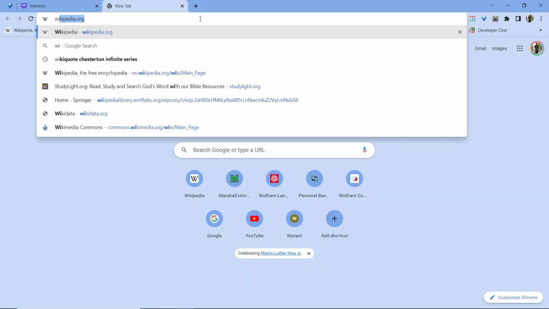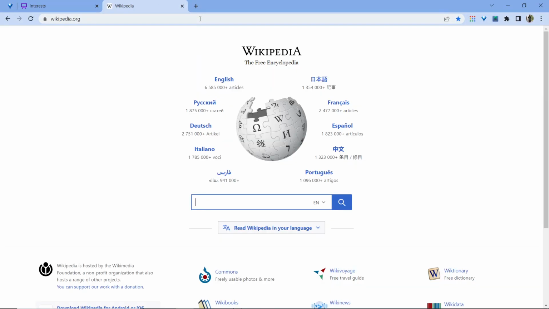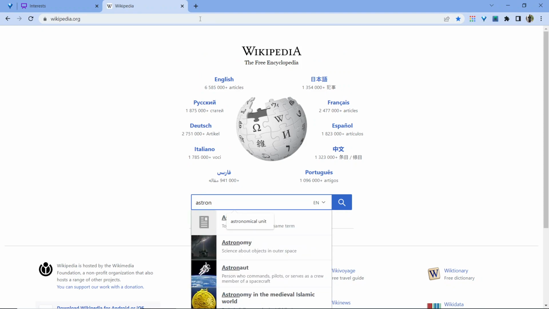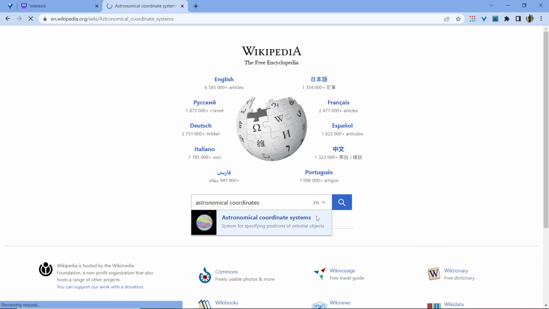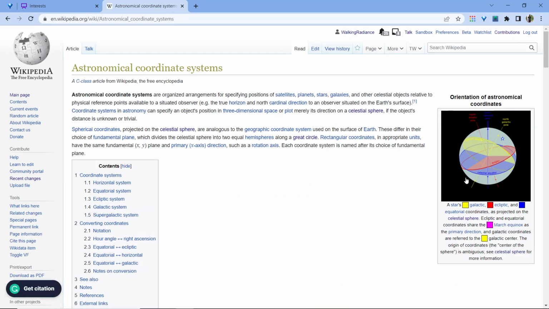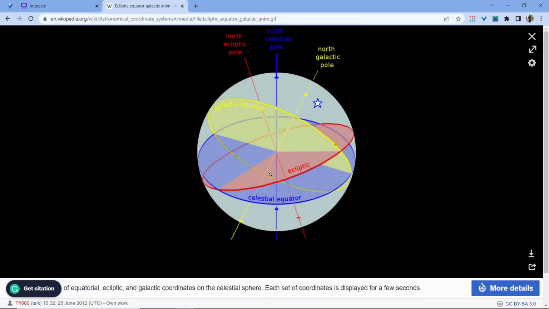If we look at this, we can go to Wikipedia and type in astronomical coordinates. So, there's the ecliptic, the galactic equator, and the celestial equator, and this is the vernal equinox. This is the north celestial pole. This is the North Ecliptic Pole, and this is the North Galactic Pole.